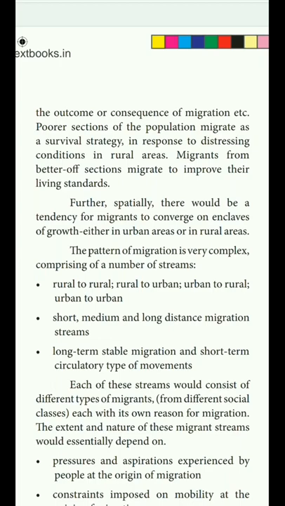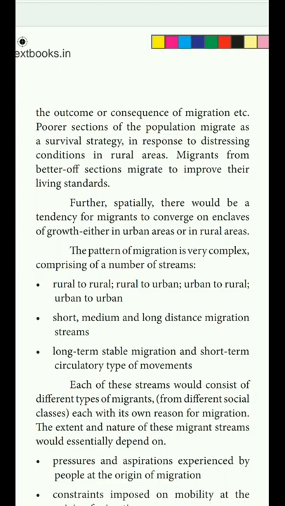1 year or 2 years, 3 years, they will be permanent in one place, and short-term circulatory type of movement. Circulatory type means for a few months they will be in one place, and another few months they will be in another place, like that. These movements will happen. Each of the streams would consist of different types of migrants from different social classes, each with its own reason for migration.